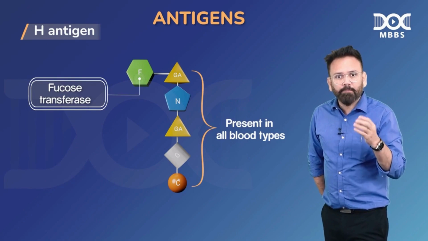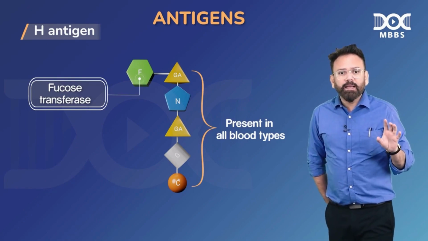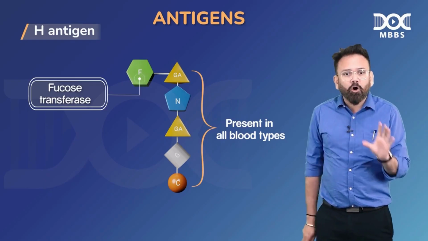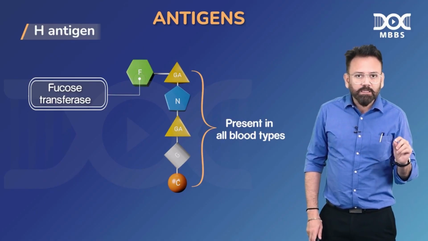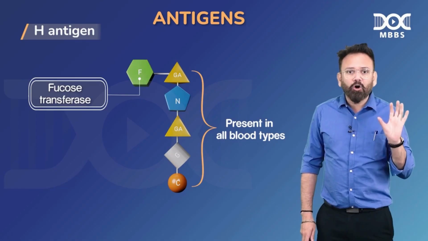Your blood group is A or B, it is immaterial. The main thing is that H antigen is there in all blood types. Please remember, this is an important point. Normally, this point is skipped in a lot of books. It is given in Genome.